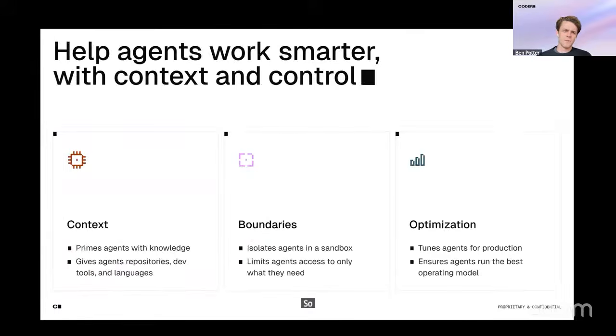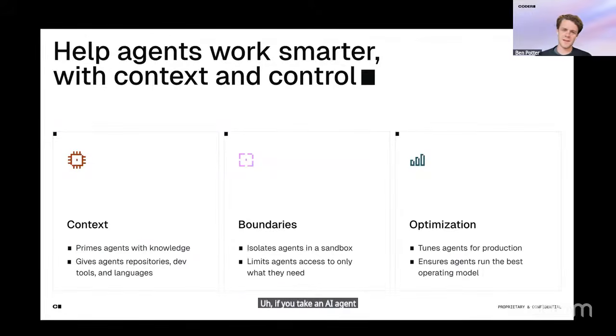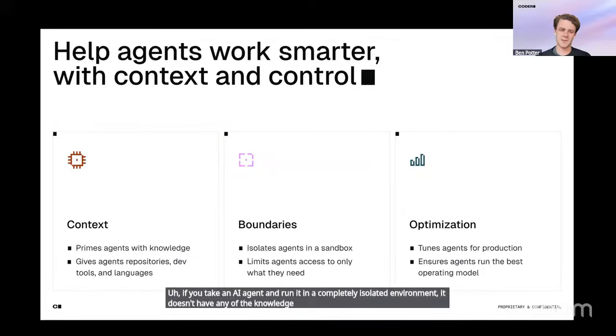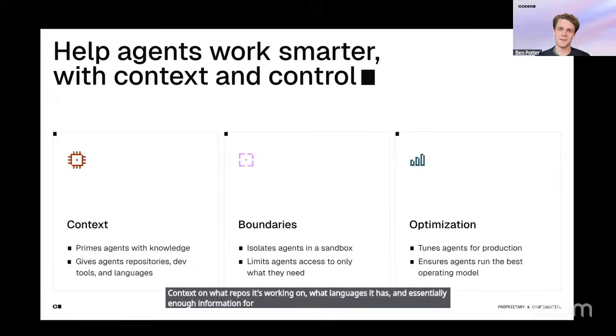So when we're talking about AI agents like Claude Code, we think that two things are really important, primarily context and control. If you take an AI agent and run it in a completely isolated environment, it doesn't have any of the knowledge, dev tools, or repos that it needs to actually get its job done. So we think it's really important to provide AI agents with context on what repos it's working on, what languages it has, and essentially enough information for an agent to become productive and effective in accomplishing a task.